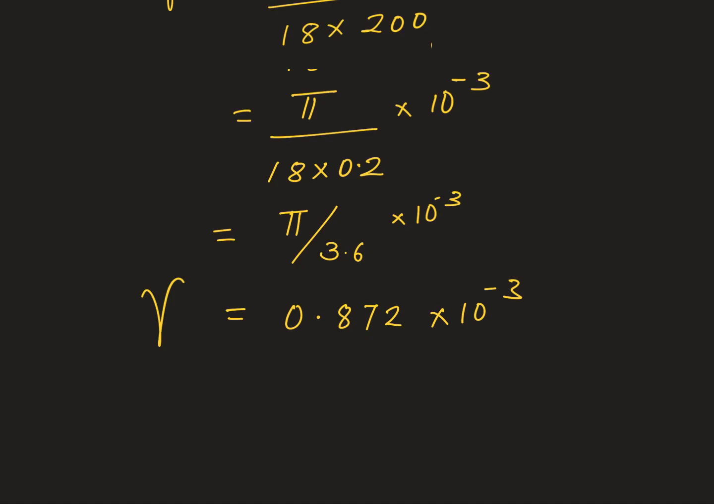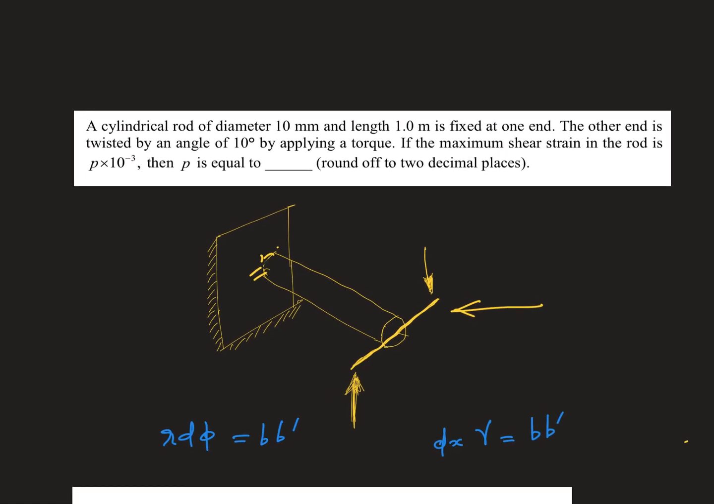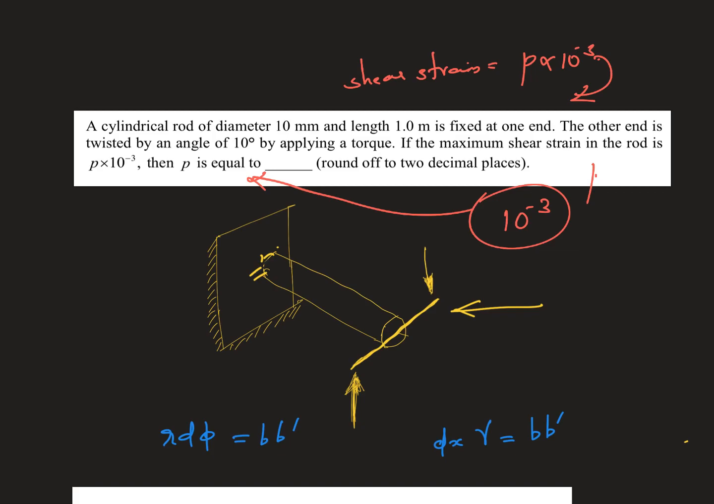One thing I would like to tell you is that when you get this type of problem in the GATE exam, always pay attention to details like this, because they're not asking you the exact shear strain, they are asking you some factor of it or some modified form of it. So pay attention to what they are asking. They are representing your shear strain as some p times 10 to the power minus 3, then they are asking you p. So it's good you pay attention to all these minute details.